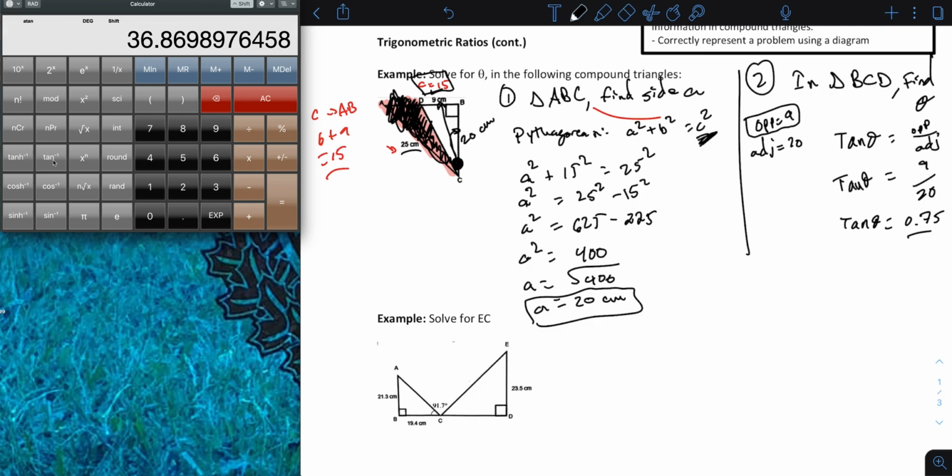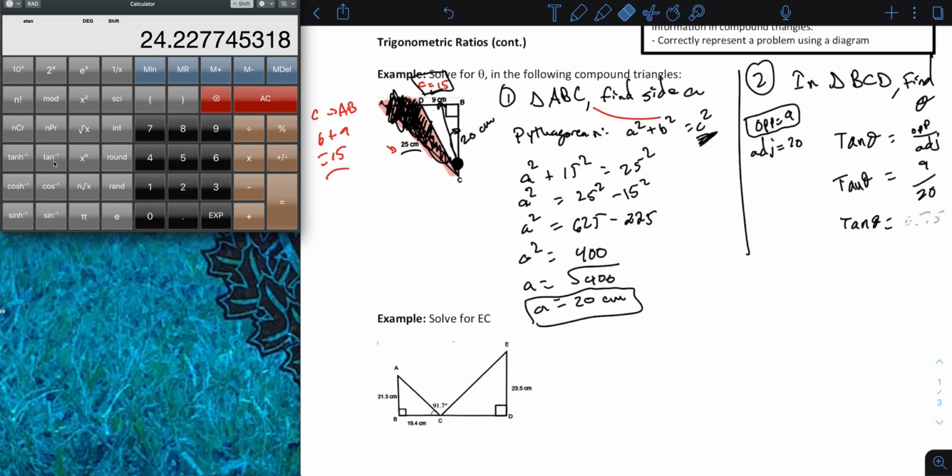So be careful with these compound triangles, because sometimes you're provided information to help you in the first stage that might actually be detrimental in the second stage. We would have gotten the wrong answer here. But if I go 9 divided by 20, 0.45, then I can take the tan inverse. That's better.